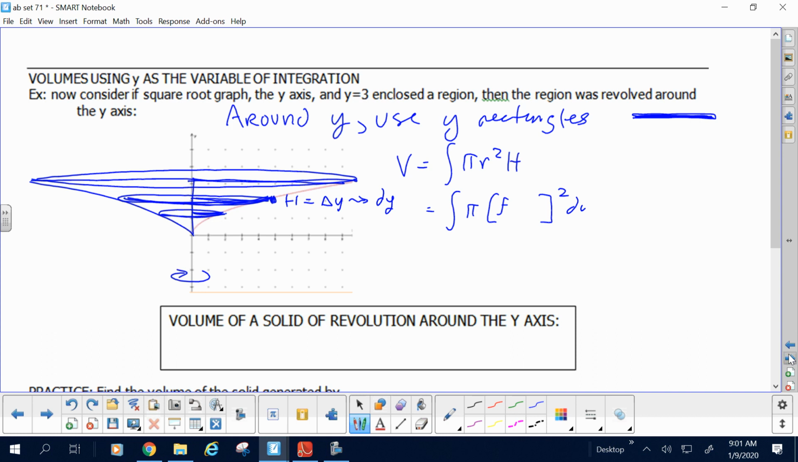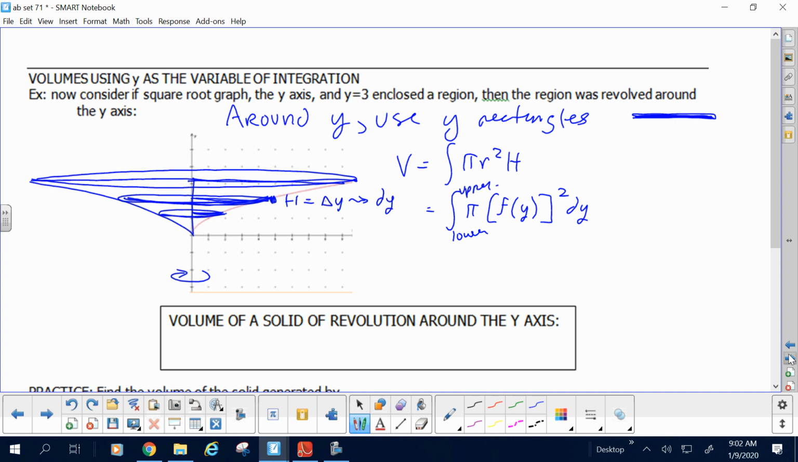So when you go around y, you need to put the function in y terms because you're going to integrate with respect to y. And the limits, instead of left to right, which are an x region, we go lower to upper, yeah?